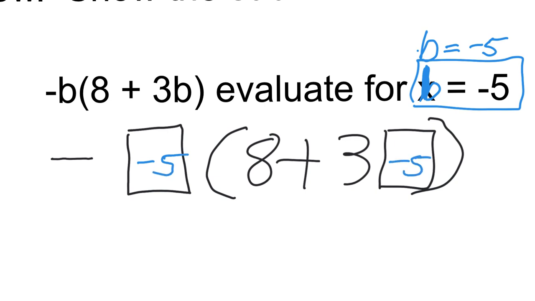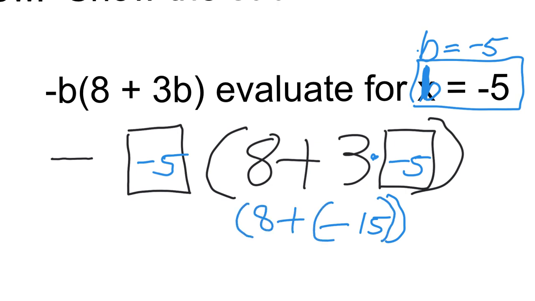Now, we can do parentheses first, or follow the order of operations. In the order of operations, we're going to multiply before we add, so I'm going to evaluate 3 multiplied to negative 5, and that equals negative 15. And then I'm going to add that to 8 because I'm still in my parentheses. And 8 plus negative 15 gives me a negative 7. So this parentheses evaluated out to negative 7.